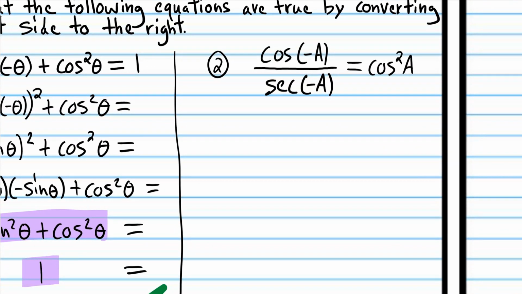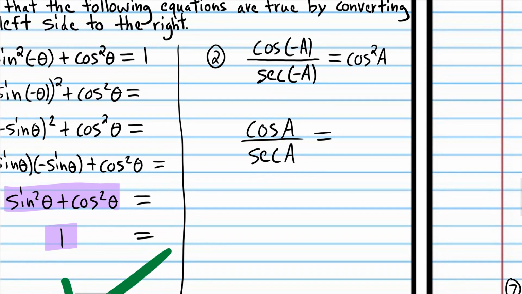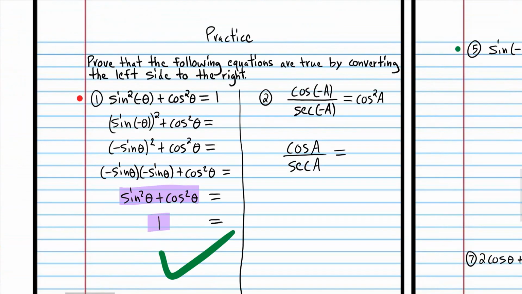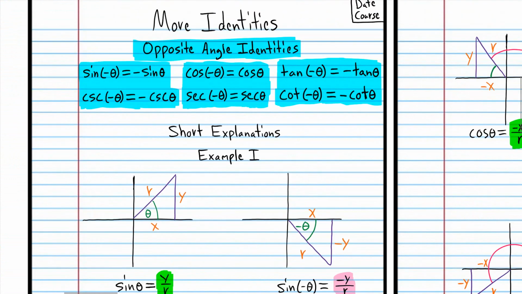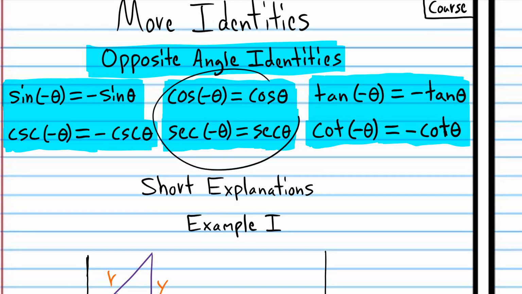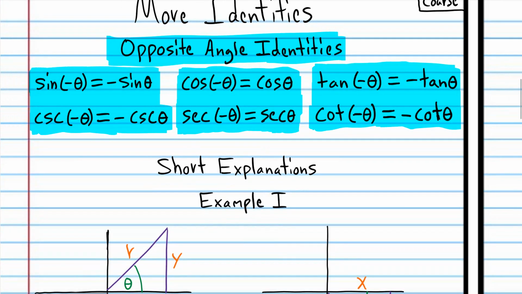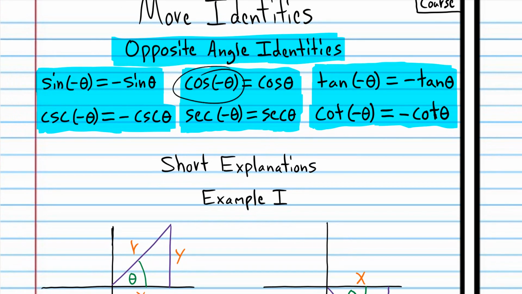So remember, the cosine of a negative angle is just cosine of the positive angle. It just goes away. And the same with secant. Secant of a negative angle just becomes secant of the positive angle. You can just make those negatives disappear. Now again, if you object to that, here it is. These are the middle equations here. Those negatives will just go away. Cosine of a negative angle is just cosine of the positive angle. Secant of the negative angle is just secant of the positive angle.